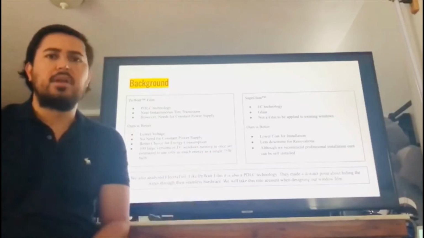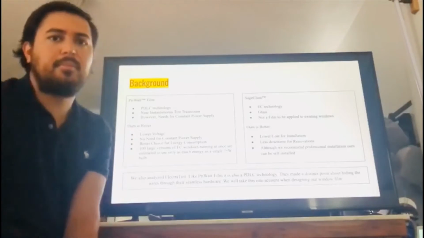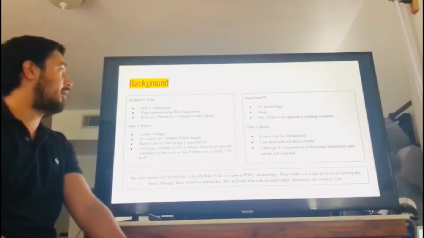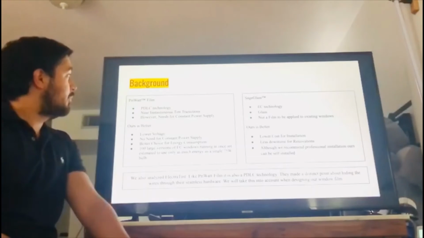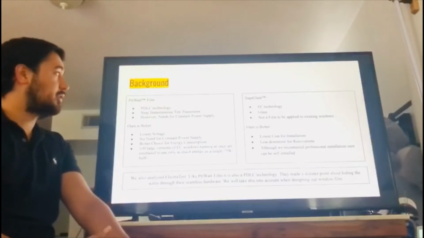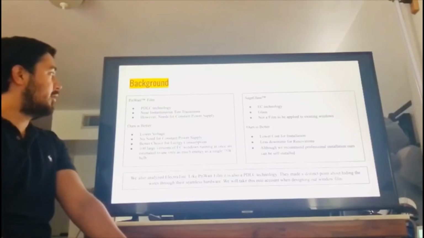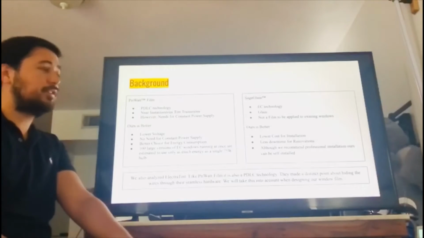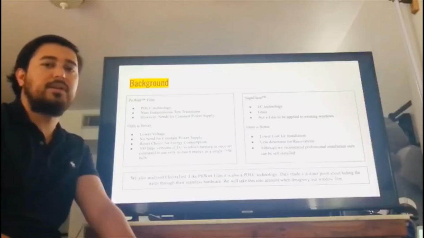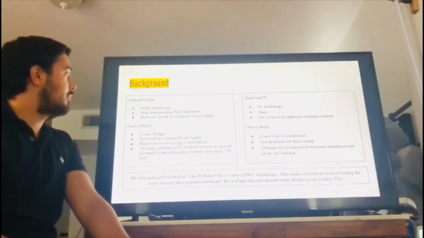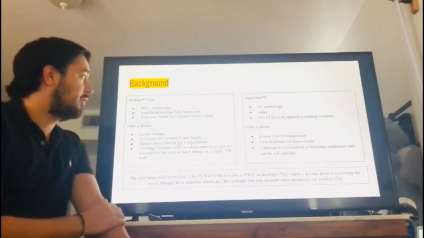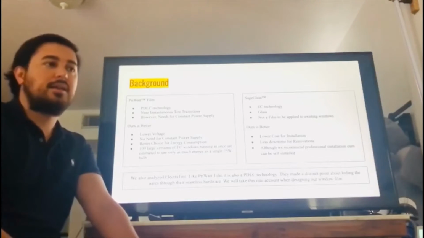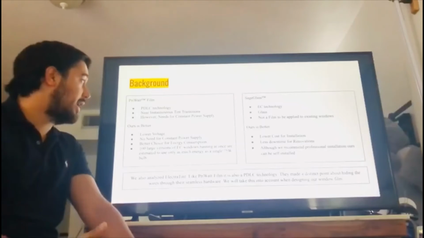Therefore, learning about our competitors not only gives us a better understanding of the market, but it also allows us to learn from mistakes and add some improvements to our own design. Here are two competitors, as you can see: Priwatt Film and Sage Glass. Priwatt uses a PDLC technology, and also has near instantaneous tint transitions, which means it occurs really fast. However, it needs constant power. It needs a constant power supply. That means that it requires a lot of energy.